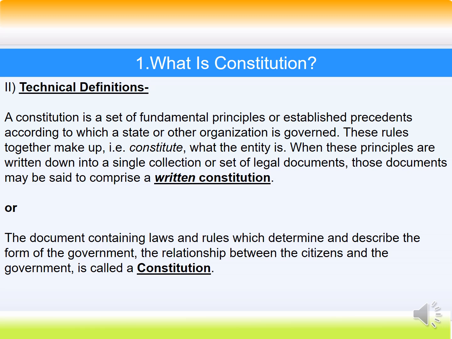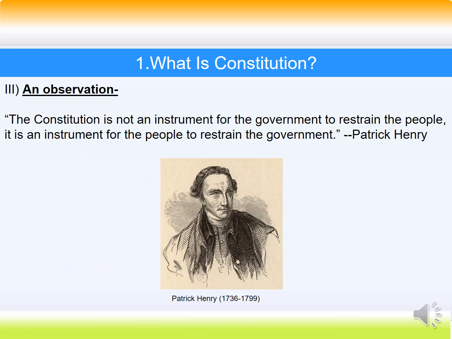A technical definition: a constitution is a set of fundamental principles or established precedents according to which a state or other organization is governed. These rules together make up, that is constitute, what the entity is. When these principles are written down into a single collection or set of legal documents, those documents may be said to comprise a written constitution. The document containing laws and rules which determine and describe the form of government, and the relation between the citizen and the government, is called the Constitution. An observation made by Patrick Henry: the constitution is not an instrument for the government to restrain the people, it is an instrument for the people to restrain the government.